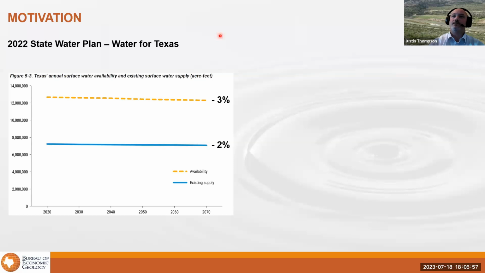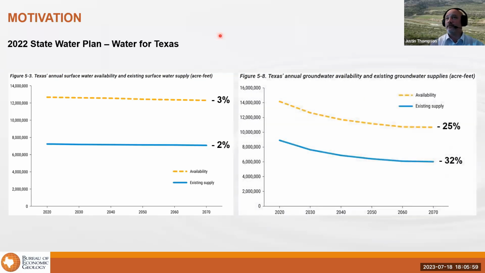But what about groundwater? Well, different story, right? Our groundwater availability and existing supply is projected to decline by 25% and 32% respectively over the planning period. So that would maybe seem to answer the question: oh my, we are exhausting our groundwater resources. Maybe, maybe not. We'll get into that. This 32% decline in existing supply is equivalent to about 3 million acre feet, which is about 42% of those 2070 deficits that I just told you about.